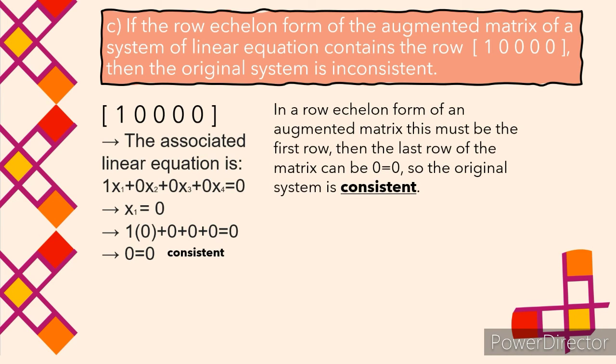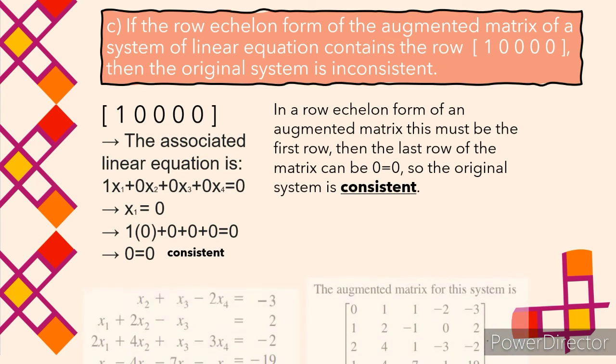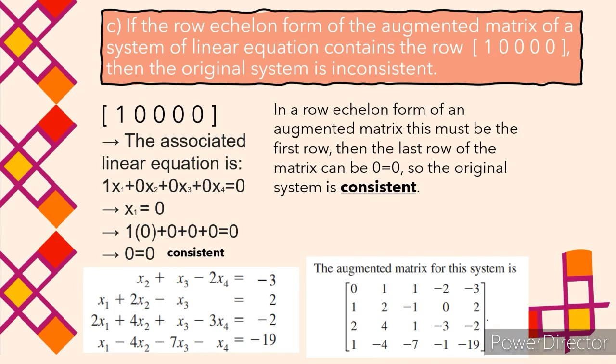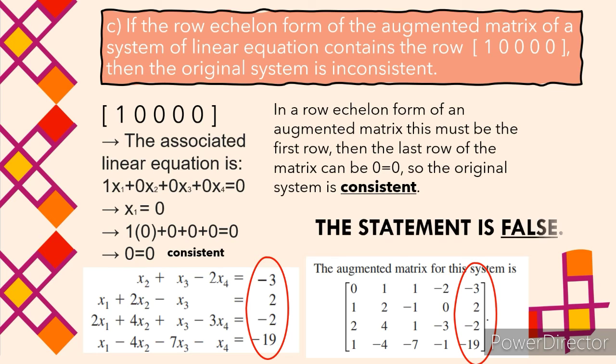In a row echelon form of an augmented matrix, this must be the first row. Then the last row of the matrix can be 0 equals 0. So the original system is consistent. This is an example of a system of linear equations converted to an augmented matrix. The augmented matrix includes the constants in the equations. Therefore, the statement is false.